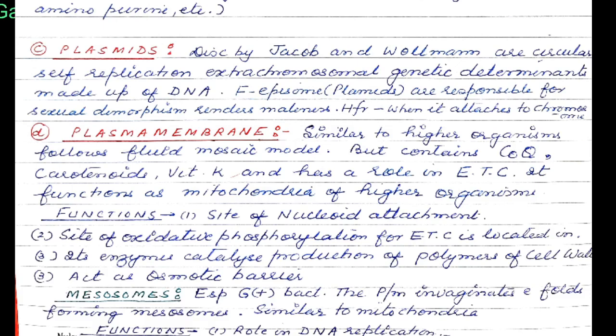Then comes the plasma membrane. It is very similar to higher organisms and it follows the fluid mosaic model. But certain extra things contained in the plasma membrane of bacteria are coenzyme Q, carotenoids, and vitamin K, which play an important role in the electron transport chain of bacteria. Because this plasma membrane and its modification, which is called mesosome, functions as mitochondria of higher organisms.